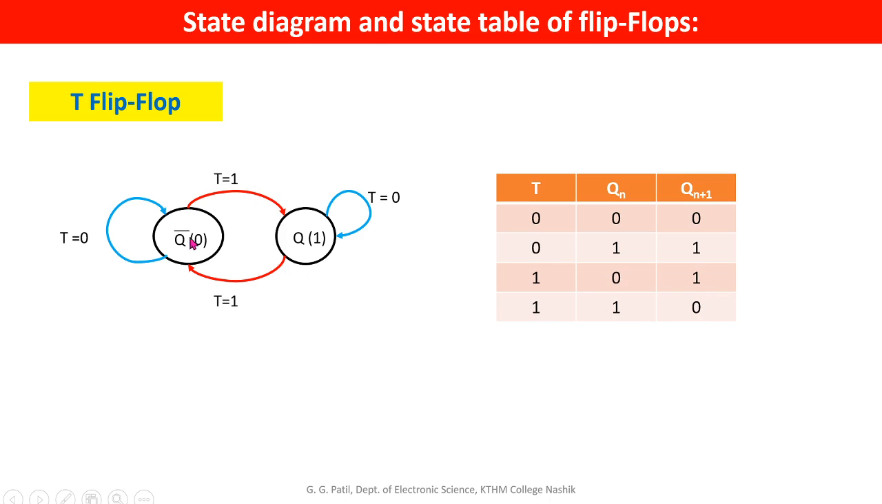The state diagram is drawn here, starting with Q equal to 0, that is, present state output Q equal to 0, and if the T input is 0, it stays in the same state. If the T input is 1, it toggles the output, which becomes 1. If presently the output is 1 and T is 0, it maintains the same state. If T is 1, it toggles the flip-flop, so it goes to 0.